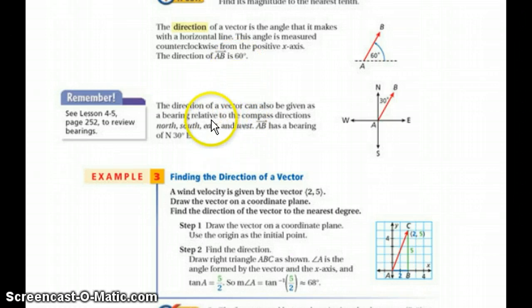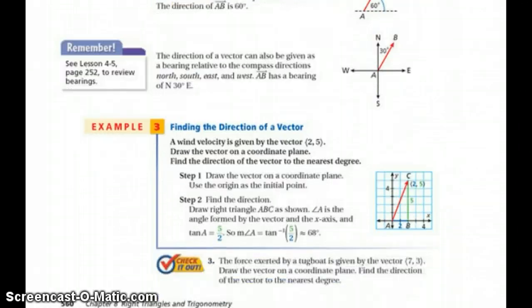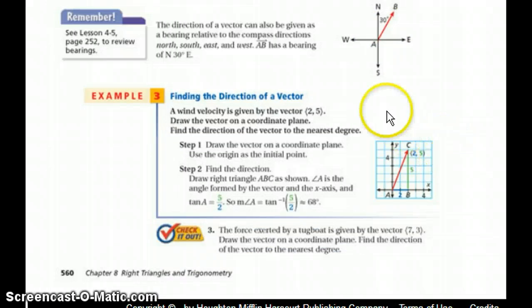You can also talk about a vector in terms of a direction, such as north, south, east, west. And a lot of times you'll see this as a bearing. This would indicate here going north and then 30 degrees towards the east. So it would be written like this: N 30 degrees E would mean that we start north and then we're going 30 degrees towards the east, and that would be where our vector would lie.